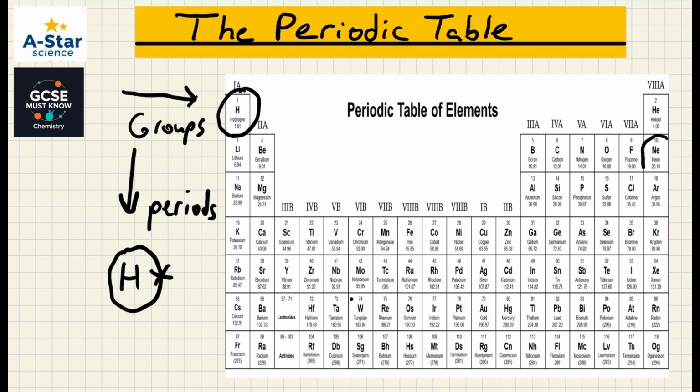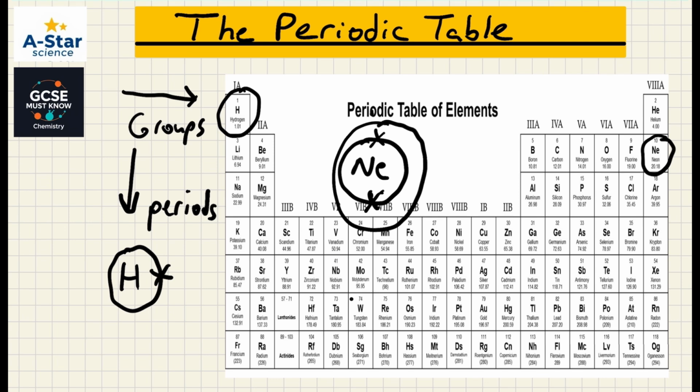If I look at neon again, neon, which is in group 2, it has 10 electrons, so it has 2 in the first shell, and then we'll have another 8 in the second shell, showing that's why it's in period number 2. So the periods represent the number of shells, electron shells, energy shells, where these electrons live.